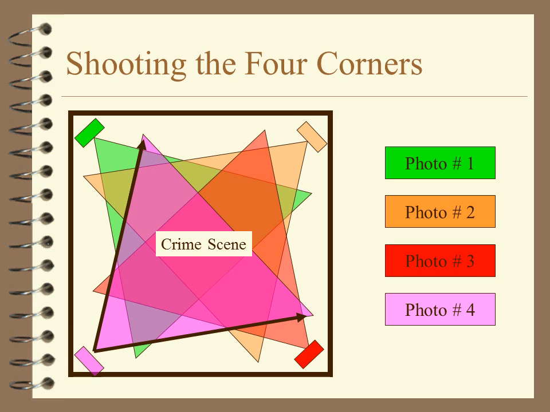This is a graphic example of just how to shoot a four-corner overall exposure. You'll stand in one corner, aim the camera at the opposite corner, and make your exposure. And then you'll move to the subsequent corner and repeat the process. The idea of which is you're going to be creating four overlapping fields of view that are going to capture the scene as it was originally found.